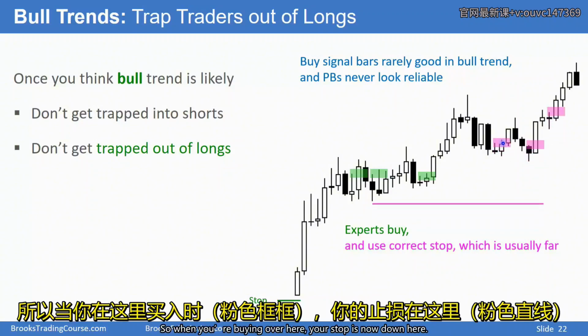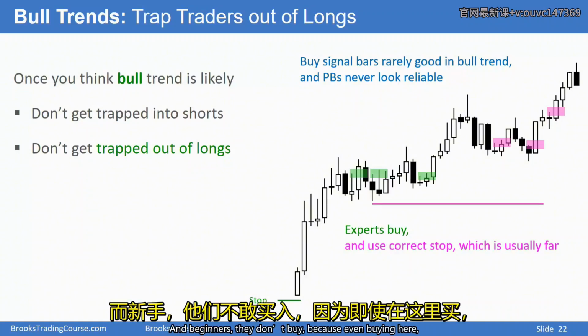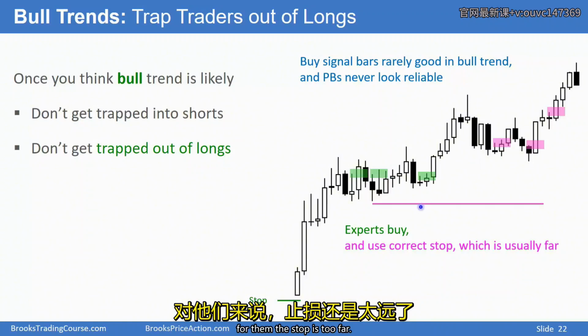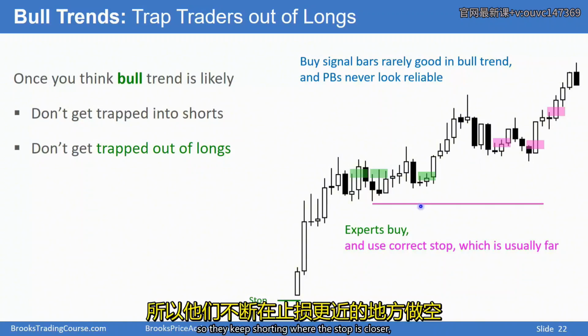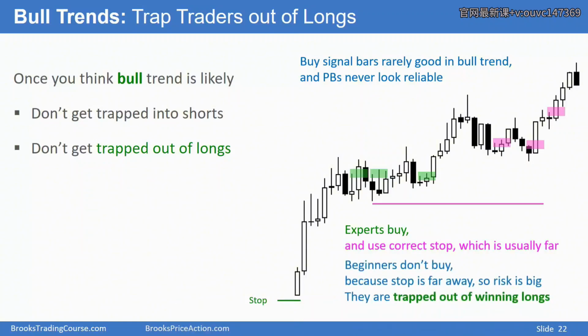So when you're buying over here, your stop is now down here. And beginners, they don't buy because even buying here, for them, the stop is too far. They don't want to risk that much. So they keep shorting where the stop is closer, and they keep losing because the probability is so low.